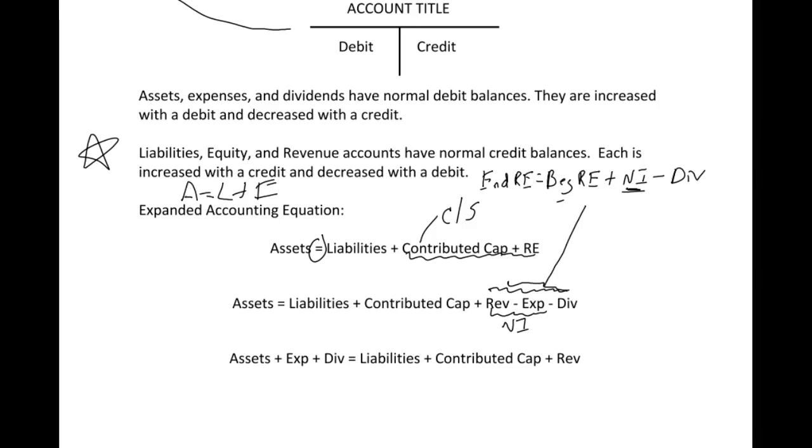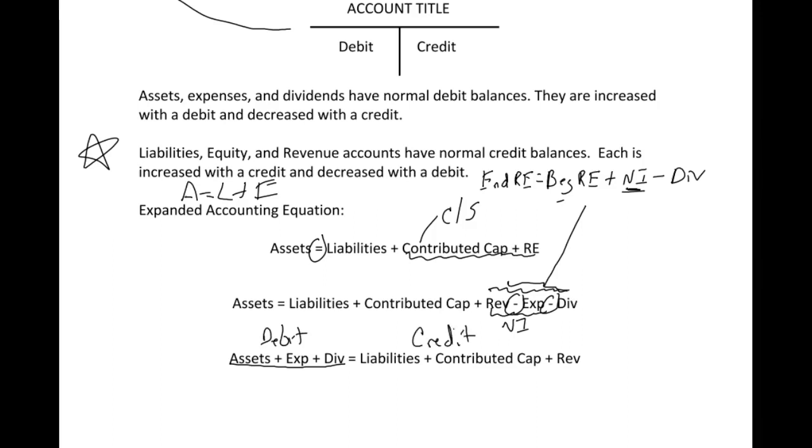If you notice now, we have a negative sign for expenses and dividends. So if we take both of those and move them over to the other side of the equation, we have assets, expenses, and dividends all with positive signs over here, and then liabilities, contributed capital, and revenue on the right side. That means these over here are our debit balances, and these over here are our credit balances.